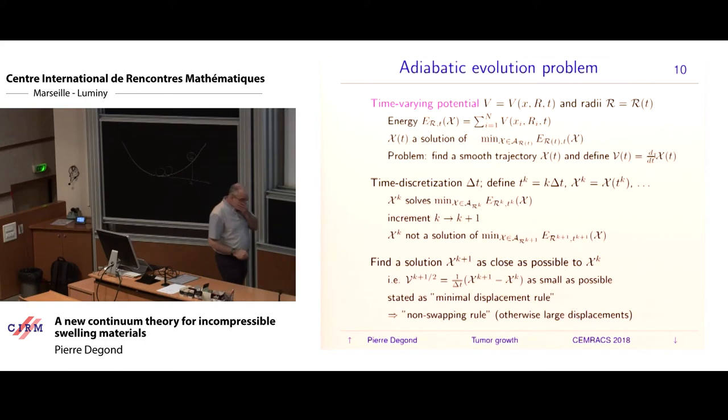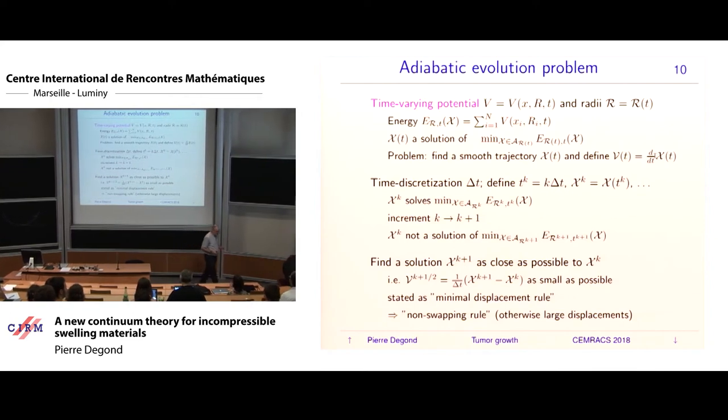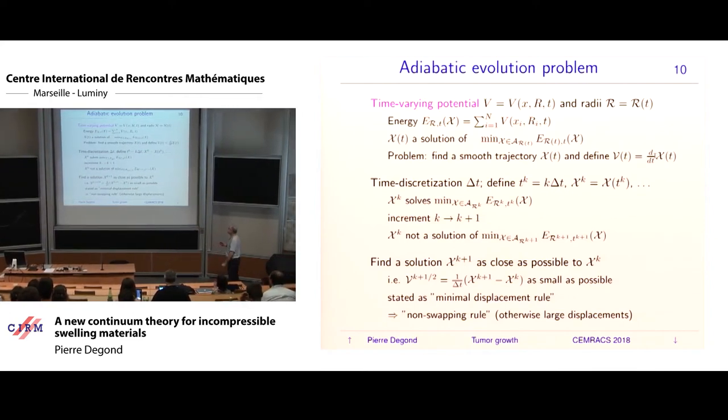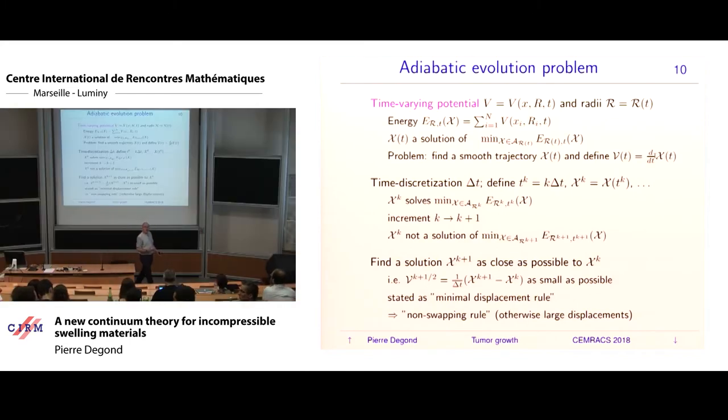The problem I'd like to address is not this minimization, because it's rather standard, but what happens when the potential starts to vary with time. Also, the balls start to have a radius that varies in time. If the radius of a ball varies in time, so that this ball grows, it will push the other ones. So what I'm interested in is really the motion triggered by the growth under this non-overlapping constraint.